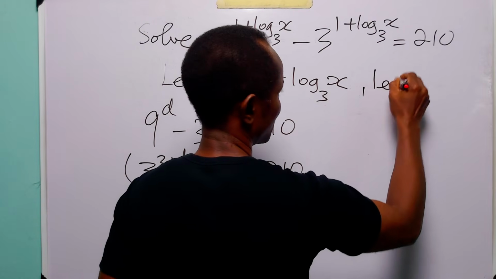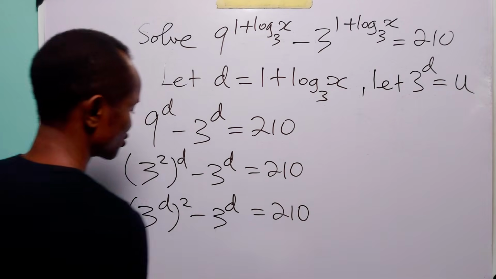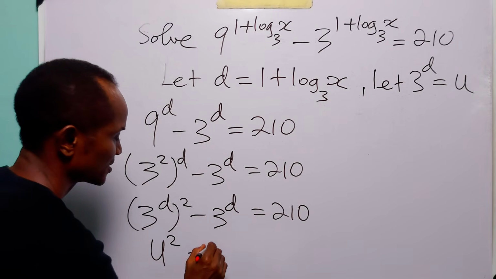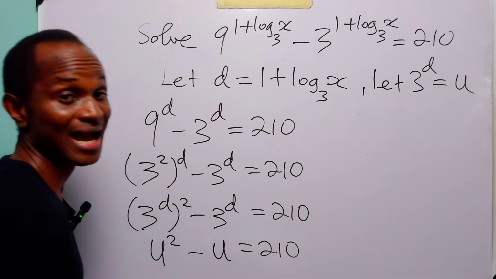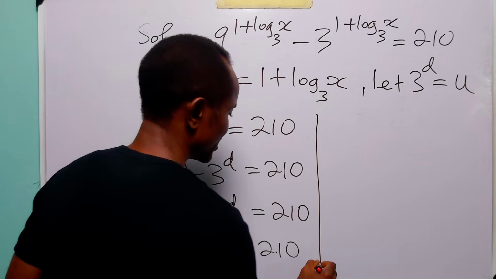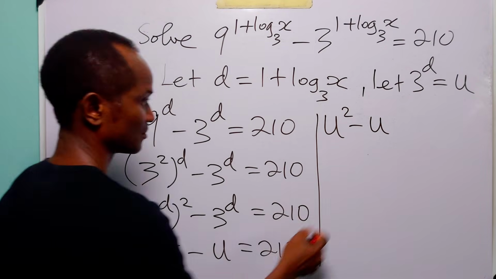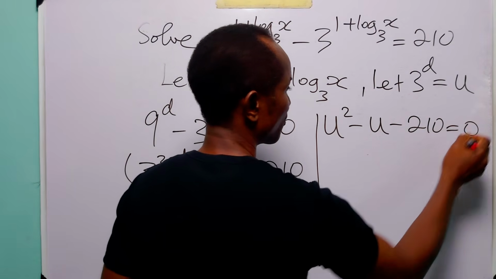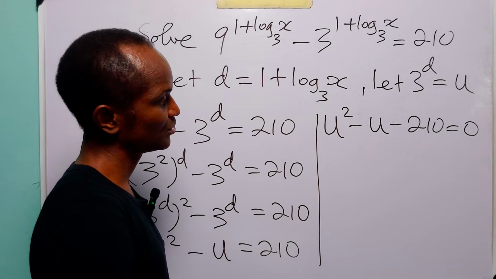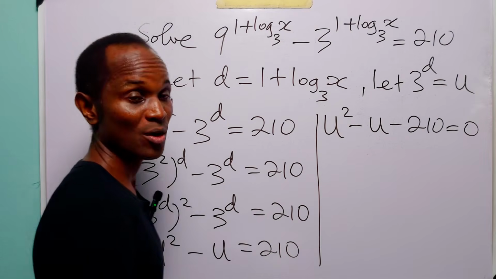So, let 3 to the power d be equal to u. Now, with this substitution, this equation becomes u squared minus u is equal to 210. Of course, you know that this is a quadratic equation. Rearranging this equation, we have that u squared minus u minus 210 is equal to 0. We can factorize this equation. All we have to do is to find the factors of minus 210 that add up to minus 1.